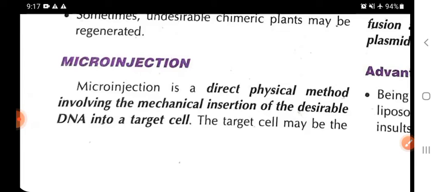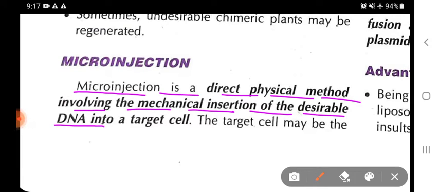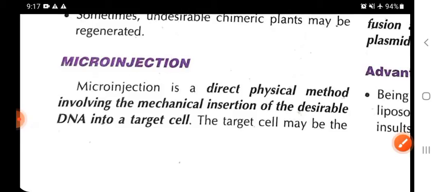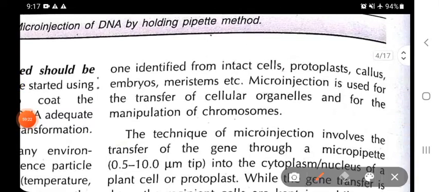Normally, microinjection is a direct physical method involving the mechanical insertion of your desirable DNA into the target cell. So, mechanically, we are allowing our desirable DNA to be introduced to the target cell. Now, that target cell may be one from an intact cell. That target cell may be a protoplast. That target cell may be your callus, embryo, or meristem.